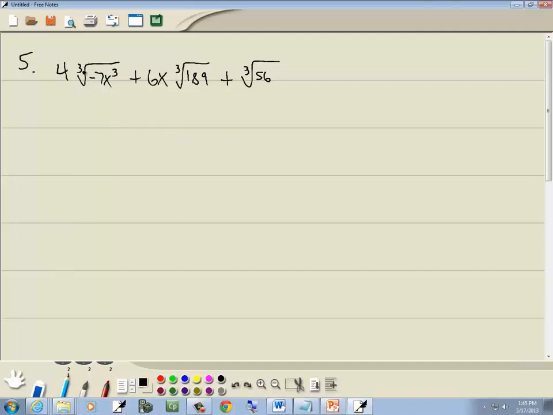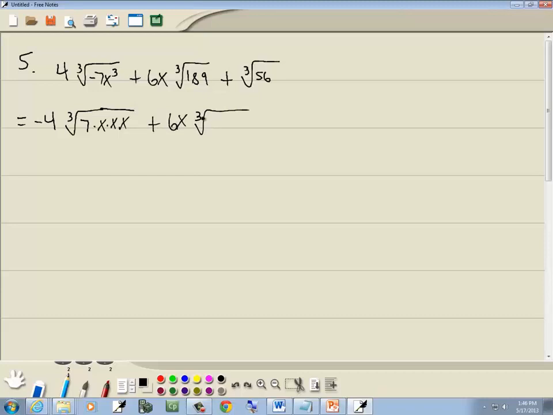Well, to begin with, this first radical has an odd index and we've got a negative inside, so we can just bring the negative out in front. Then we're left with the cube root of 7x to the third, which means we've got 3 x's, plus 6x cube root of 189.